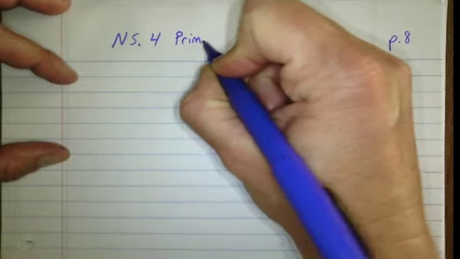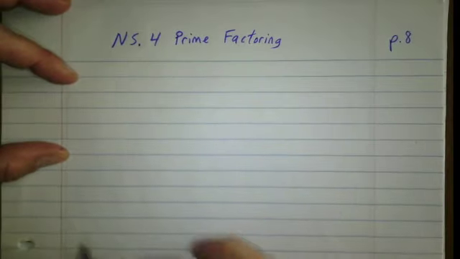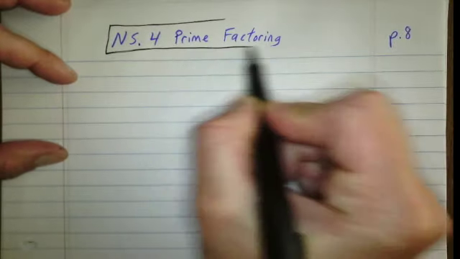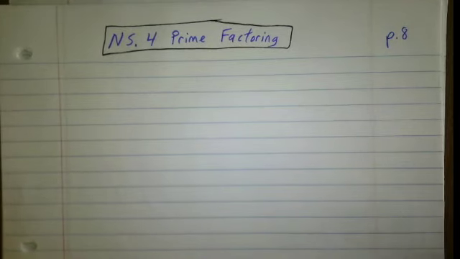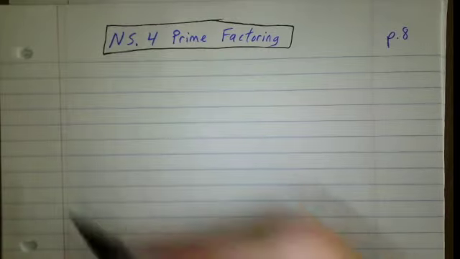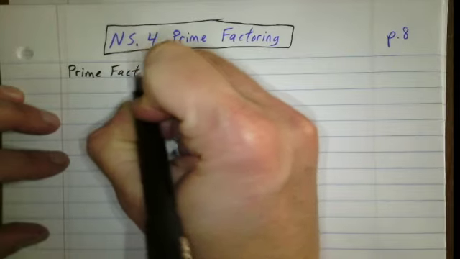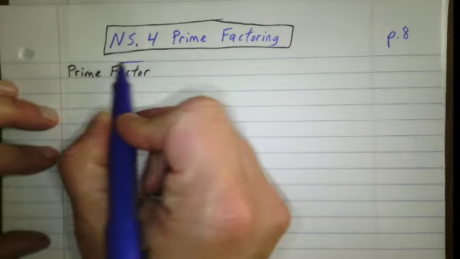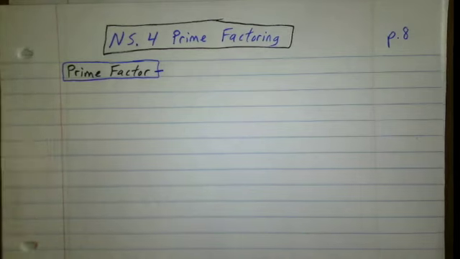Today we're going to talk about prime factoring. And this is going to help us with greatest common factor, least common multiple. It'll even help us with distributive property. These are all things we learn with NS.4. So prime factoring, we're going to talk about the term prime factor today. And we actually talked about both of these separately in our notes back on page 6 and page 7. So if you need to look back, that's fine.